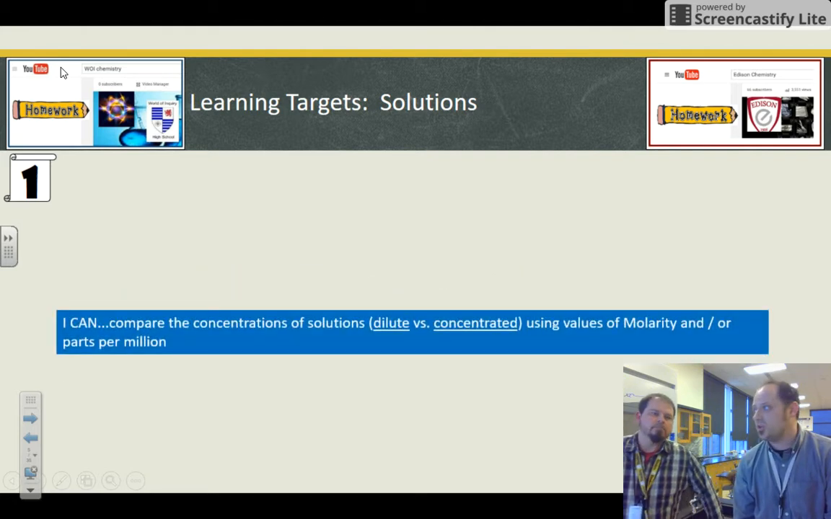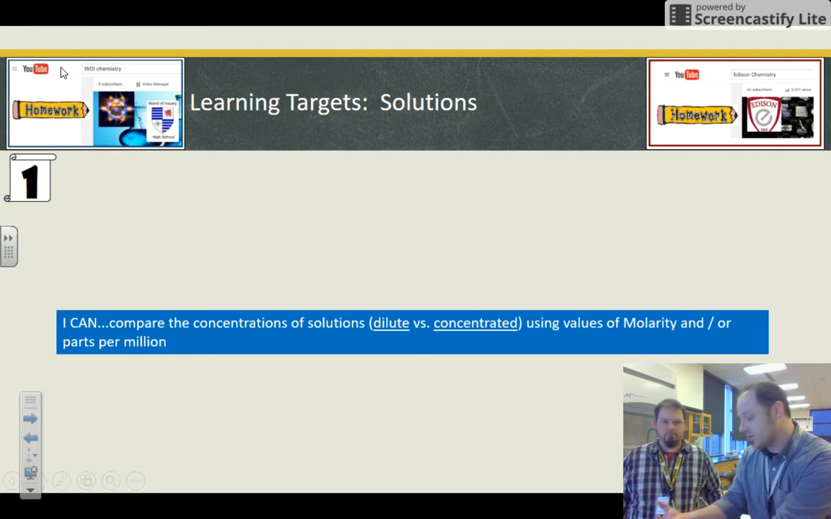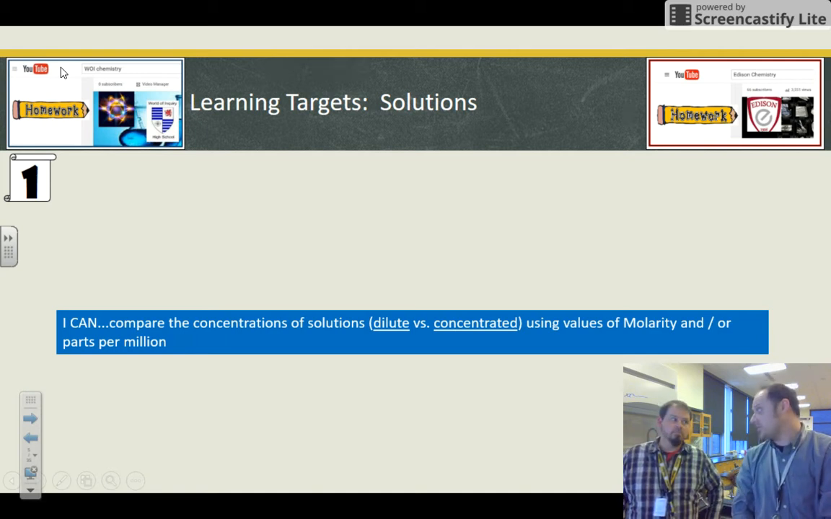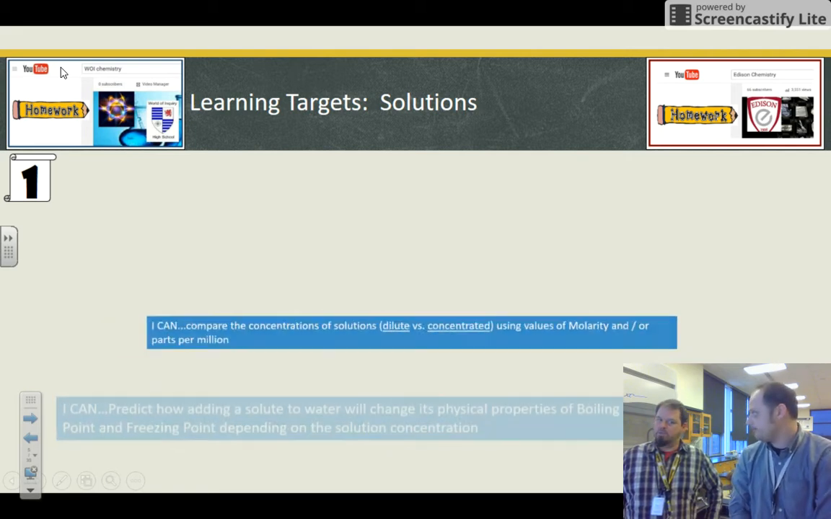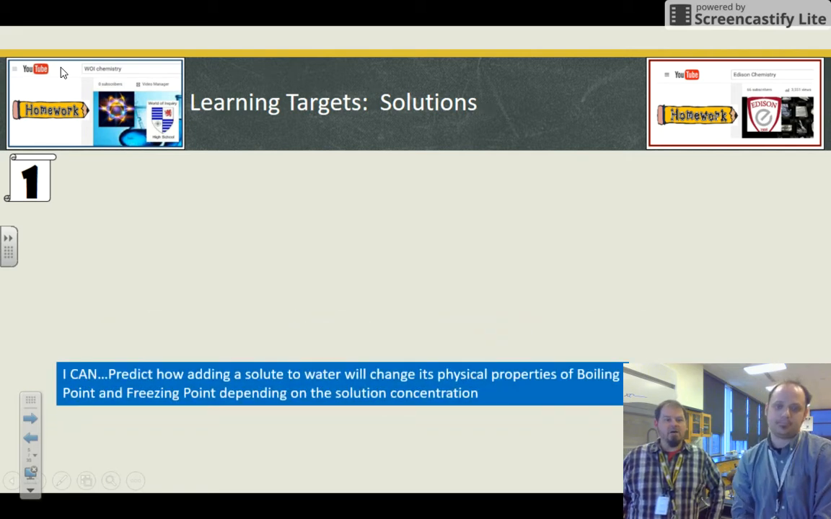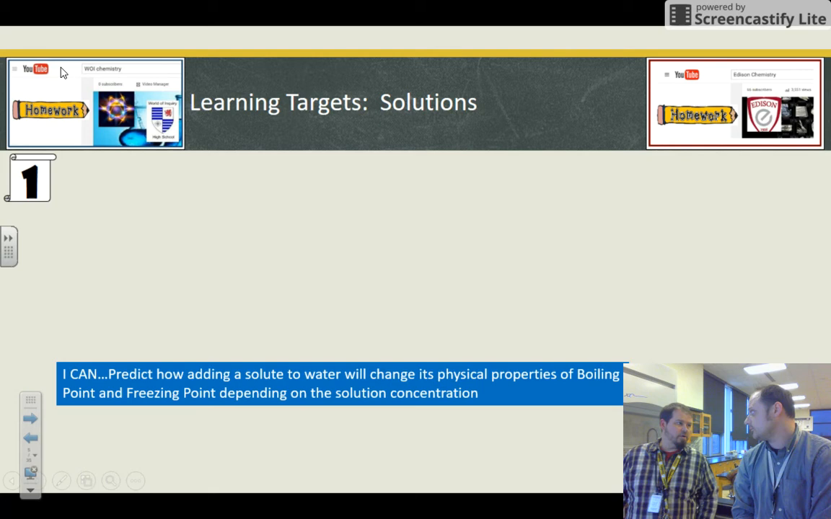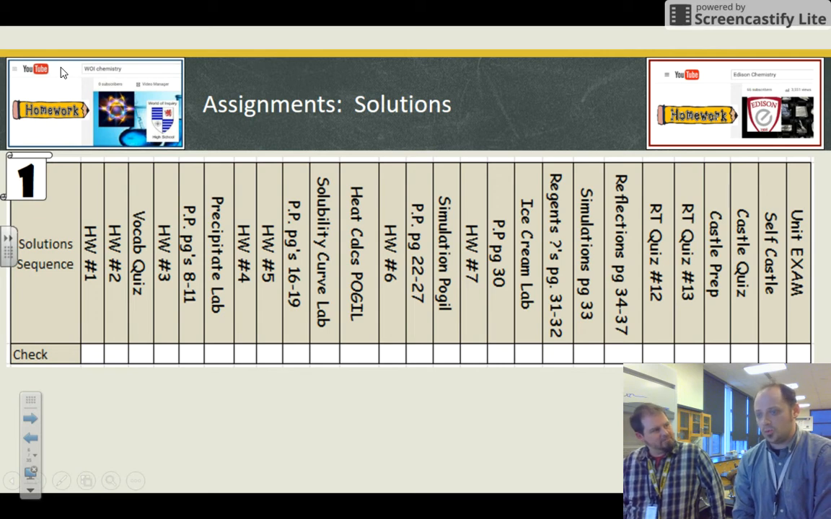Compare concentrations. You need to be able to look at two concentrations with their values given to you and say, well, this one's more concentrated than that one, or that one's more dilute than this one, based on the values of molarity or parts per million or percent volume or percent by mass. Predict how adding a solute to water will change its physical properties. Hence, its boiling point goes up, its freezing point goes down. That sounds like a lab. It is.